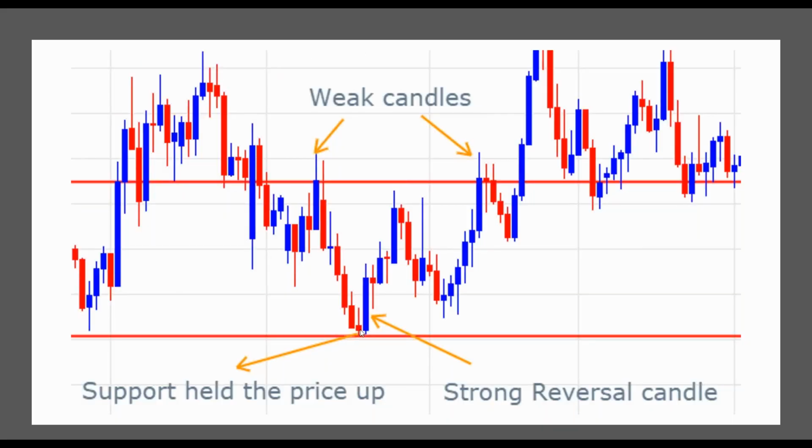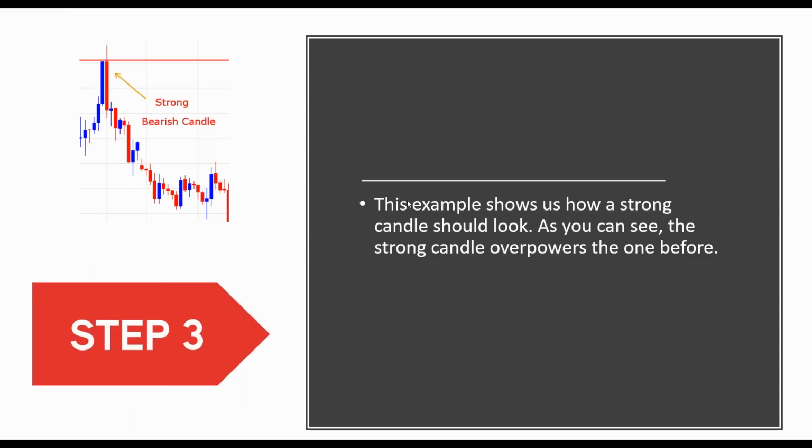Here we can see the support held with this little body candle. And then we got a reversal of the market where the bulls came in and reversed the market enough to engulf the two previous candles. This is our strong reversal candle. This is telling us we can enter the market. This downtrend is over. Not necessarily a downtrend, but this move down between the support and resistance level is over, and we will at least move up to the prior price level. So this example shows how a strong candle should look. As you can see, the strong candle overpowers the one before.